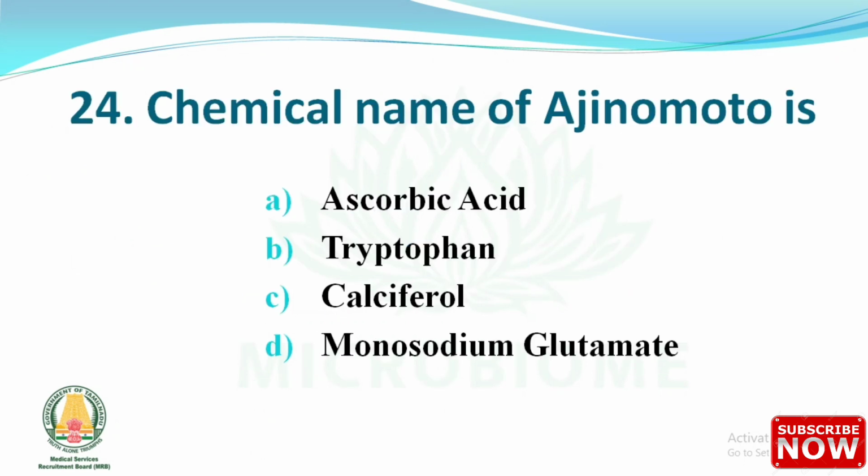And next, chemical name of Ajinomoto is? The options, ascorbic acid, tryptophan, calciferol, monosodium glutamate. The right answer, option D, monosodium glutamate.